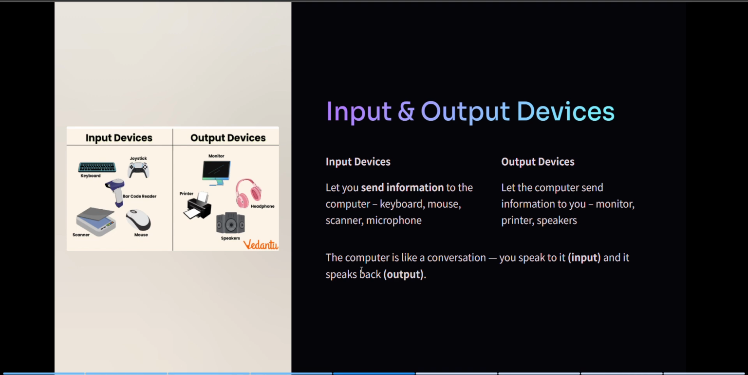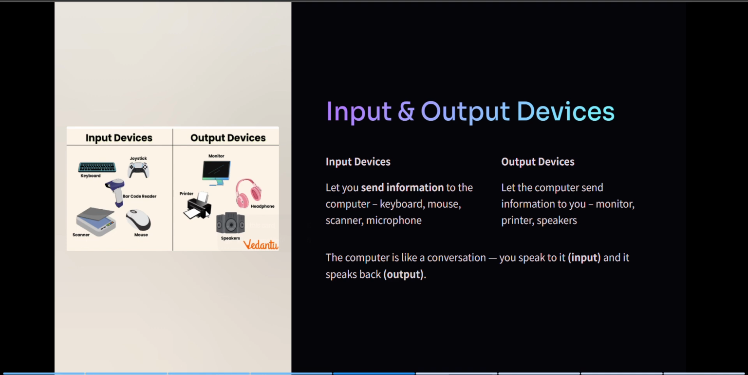Then we also have the output devices. Output devices are devices that let your computer send information to you. So input allows you to send information to your computer. Output allows your computer to send information back to you, like your monitor. The screen you are looking at now is an output device, right? Your printer, your speaker, these are output devices.